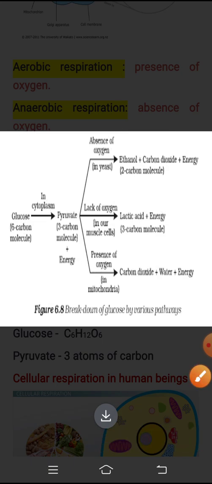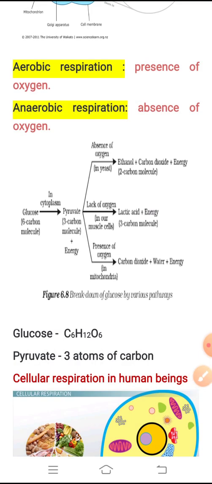What are the byproducts in the absence of oxygen? Ethanol, carbon dioxide and energy. And in the lack of oxygen, lactic acid and energy. Right? So now this lactic acid which is being produced gets dissolved in the blood. And I was also telling you about fermentation, right? So there is another benefit of fermentation.